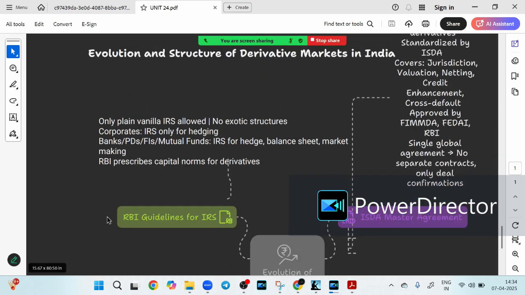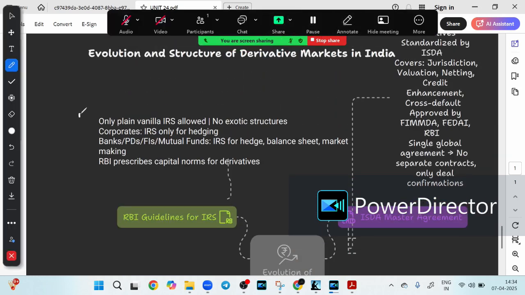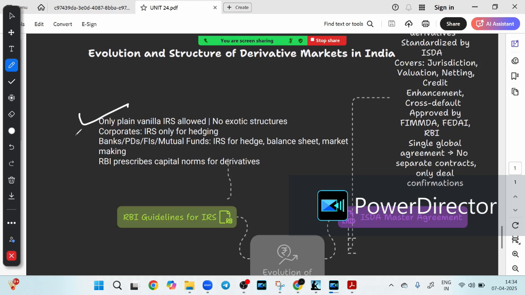Let me show you where it is written. Yes, here you can see it. Only plain vanilla IRS is allowed, no exotic structure. Corporates can use IRS only for hedging. Remember this key point, this will help you in the examination. And banks, PDs, FIs, mutual funds can use it for hedging, balance sheet, and market making. Yes, they are allowed to use this. RBI also ensures that there are capital norms for any derivative exposure.